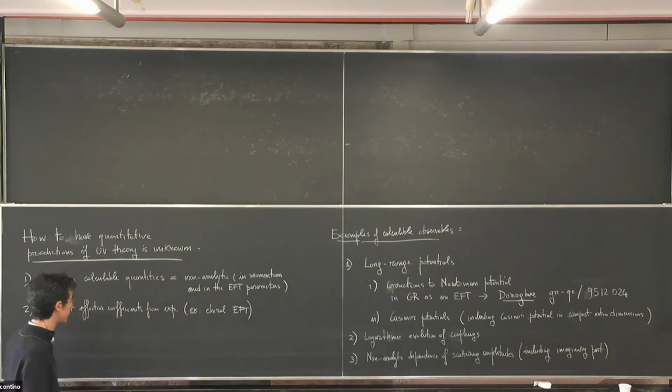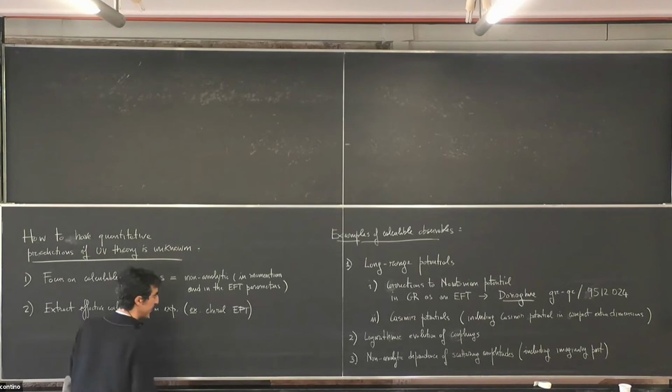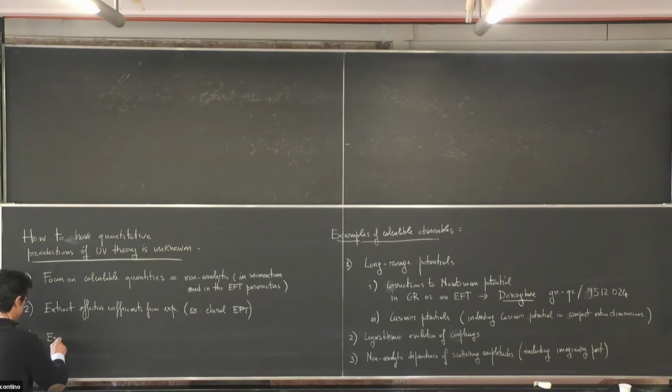Okay. So one way to make quantitative predictions is to extract the unknown coefficients from the experiment. This is exactly what is done in chiral effective field theory. The final possibility is to estimate the effective coefficients.